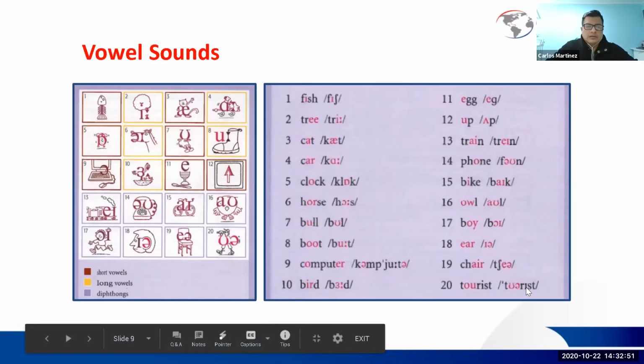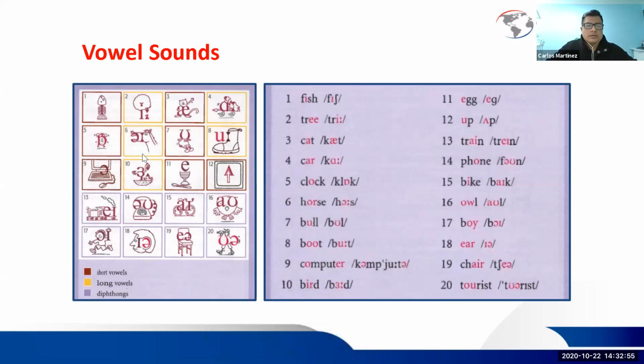So again, notice red boxes, short vowels; yellow boxes, long vowels; purple boxes, diphthongs. Okay, very good, very good. Now I'm going to give you some more examples.